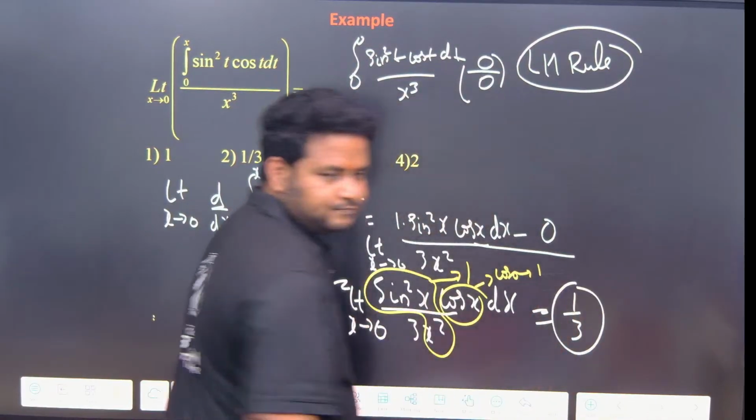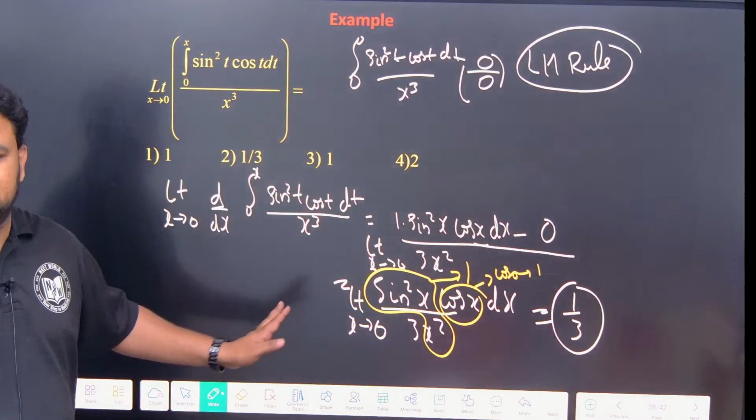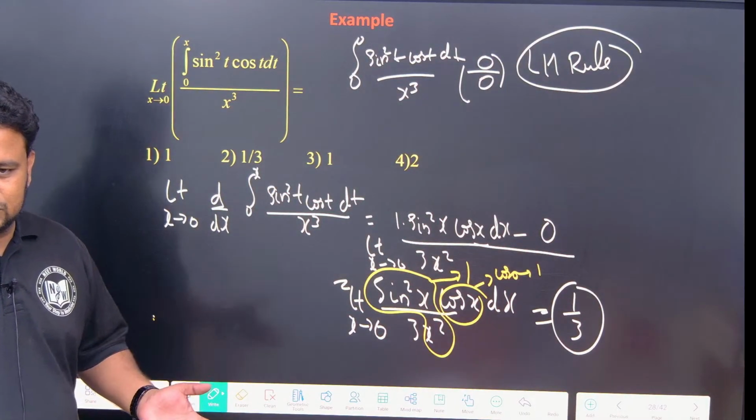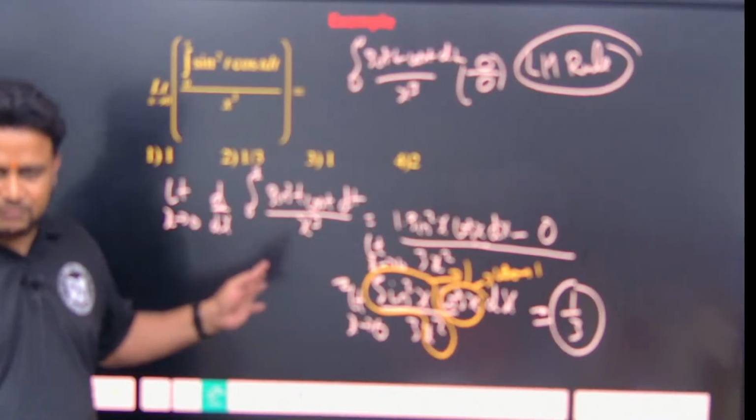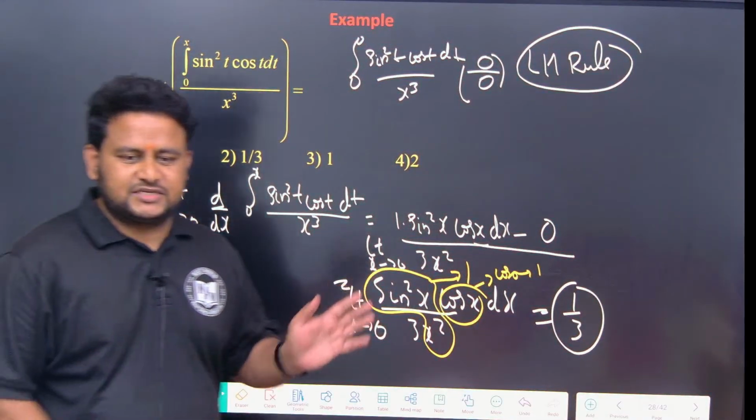Understood everyone? This is how you apply Leibniz rule. When a limit is there and d by dx of an integration is there, that time you apply Leibniz rule. And the first thing you will do is what?